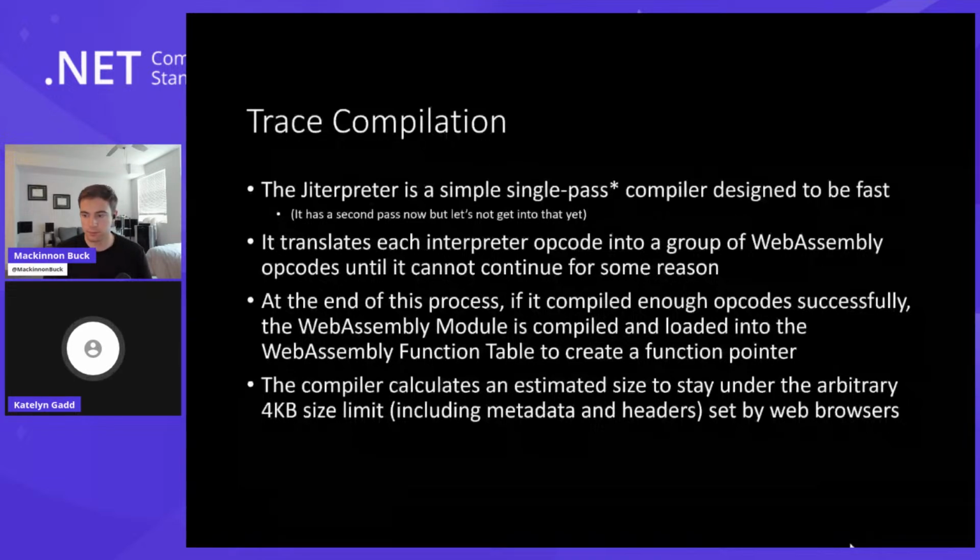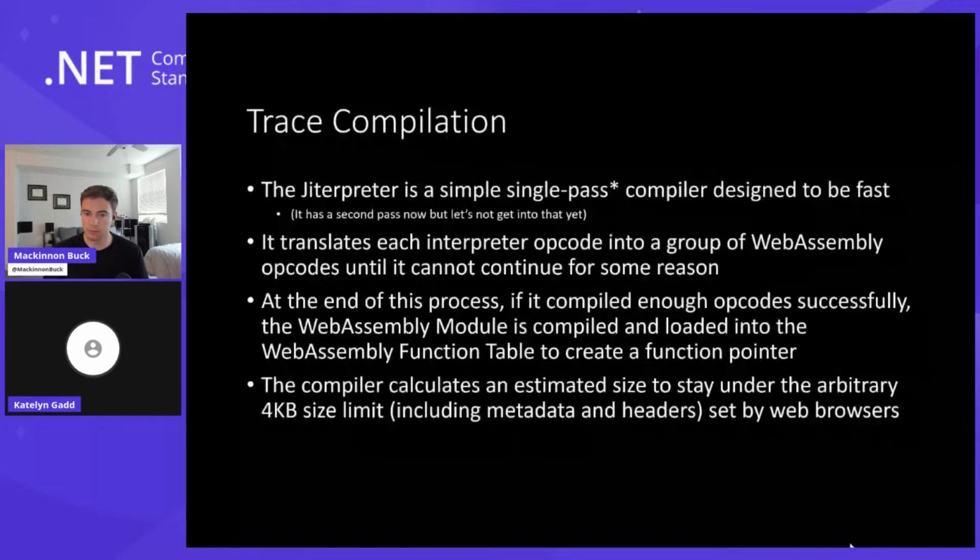I'm going to compile this WebAssembly set of opcodes into something called a WebAssembly module, which is basically like a little tiny application. And then we take the trace out of that little compiled WebAssembly application, and we turn it into a function pointer by inserting it into something called the function table. I'll explain what that is later. And while we're going, we have to actually estimate how big all of the stuff we're generating is going to be to make sure we stay under that 4 kilobyte limit. So we need to estimate how big things like function names and local variables and imports and exports all are to make sure we stay under that limit.